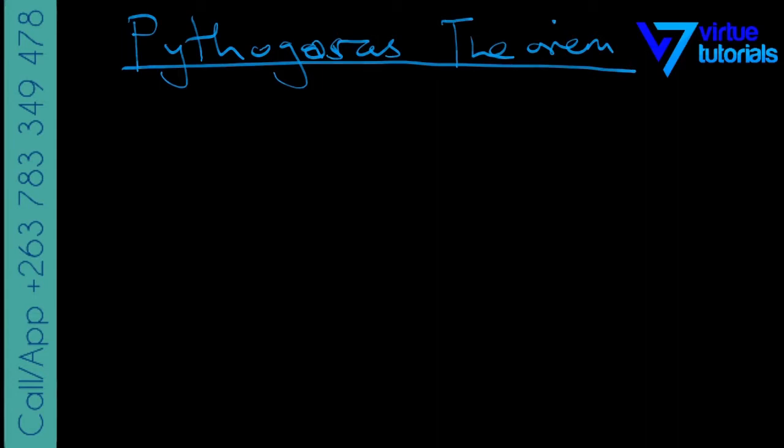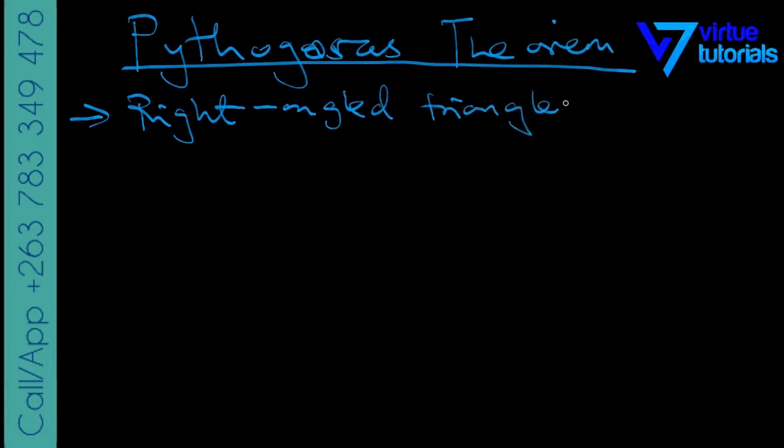The word theorem simply refers to a mathematical rule. So there is a particular rule here which may be useful to us. It's a geometry rule, and we refer to it as Pythagoras theorem. The first thing we need to know is that Pythagoras theorem only applies to right-angled triangles.